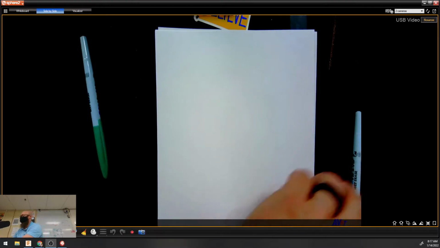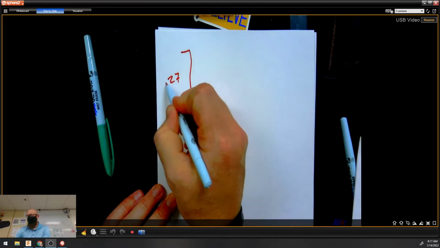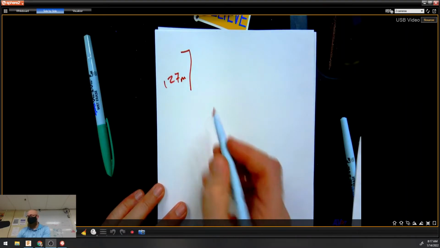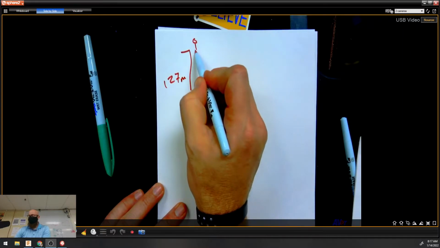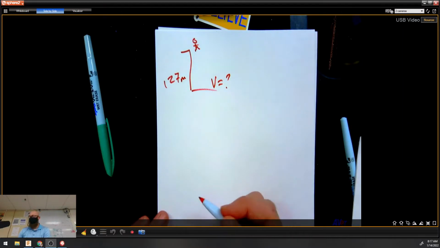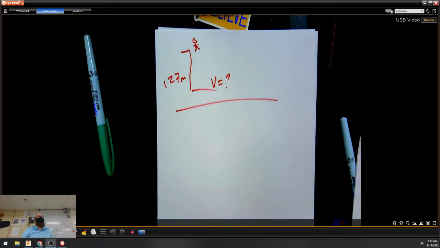All right, I'm gonna give you a little harder one. More power to you guys. Let's do 127 meters. I'm still looking for the velocity. Instead of Timmy, we have Tommy. Find the velocity. Don't know how much Tommy weighs. See how far you can get. It can be solved without the mass.